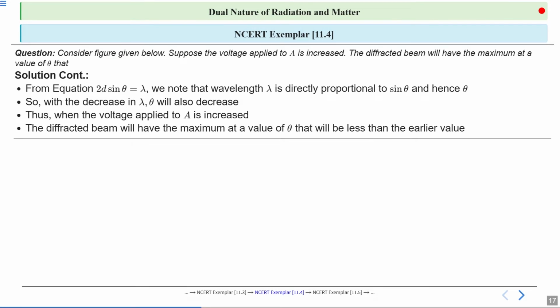So putting it all together, when the voltage is increased, the electrons have a smaller wavelength and the maximum in the diffraction pattern shifts to a smaller angle theta. That means the bright spot moves closer to the center. Okay, so the maximum value of theta will be less than the earlier value.